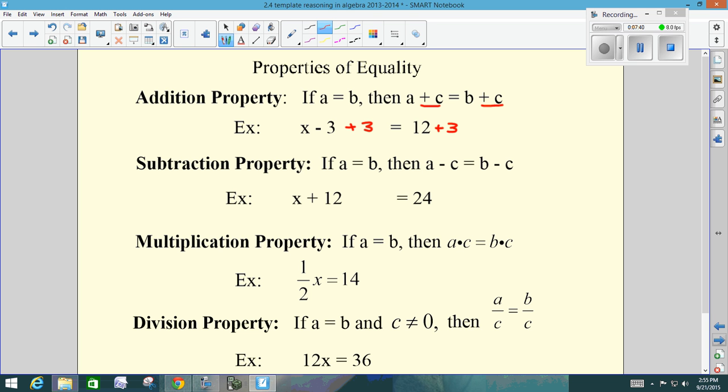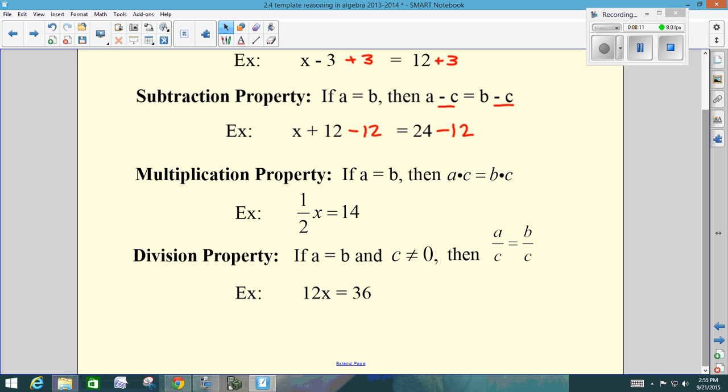The subtraction property, if A equals B, then A minus C equals B minus C. Same idea. If you subtract the same something from both sides of the equal sign, it's going to keep it true. So your example, x plus 12 equals 24. If I were to solve that for x, you would subtract 12 from both sides. It's keeping it balanced. You do it to one side, then you have to do it to the other side. Multiplication property. If A is equal to B, then A times C equals B times C. You can multiply both sides by the same value, and it's still a true equation. It's still telling the truth.